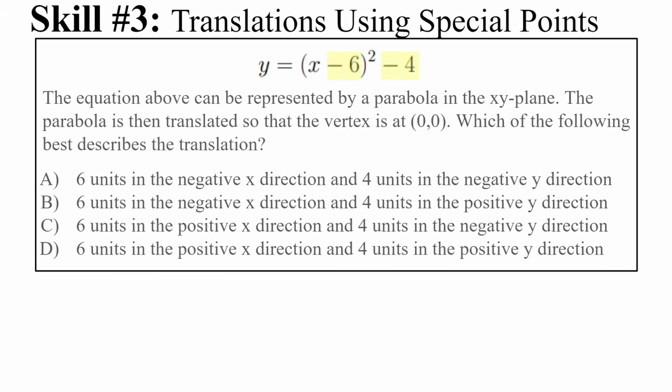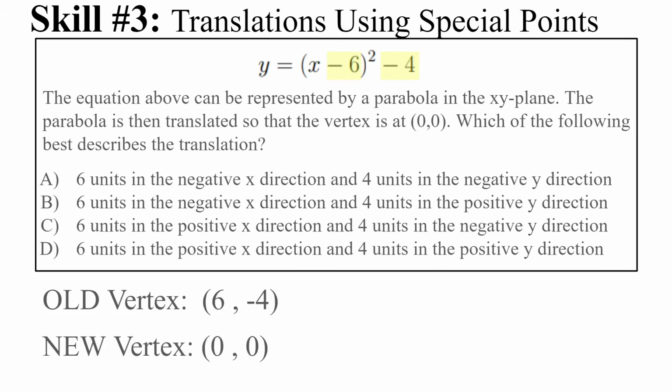But remember, there's a minus in front of that h in the equation. So that -6 has to be changed. So the vertex of that equation is actually 6, -4. It's not -6, -4. It's 6, -4. You have to change the sign of that first guy. Okay, so the new vertex, they told us, is 0, 0.